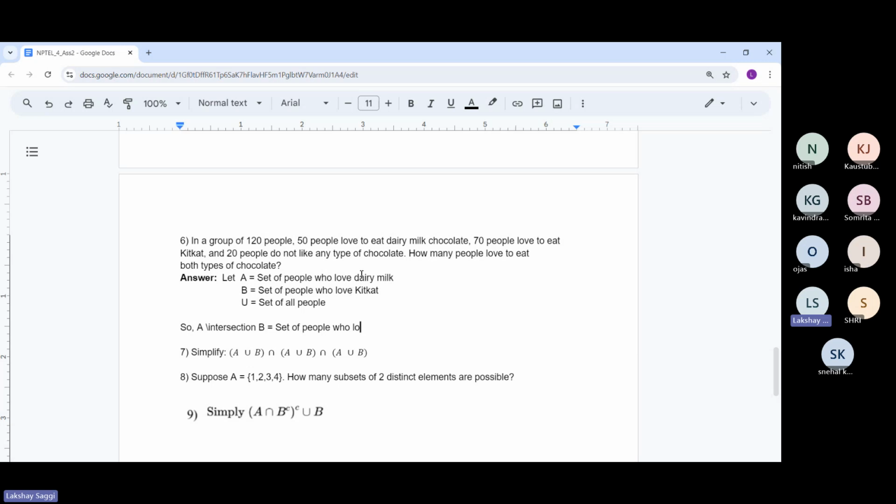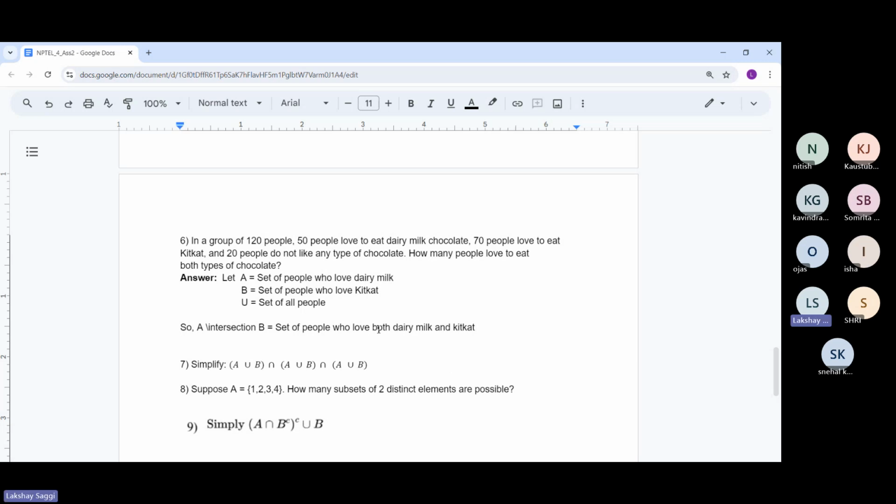So if someone loves dairy milk as well as Kit Kat, so basically in A intersection B, the people will be the people who are in A as well as B. So they are in A as well as B, so they love dairy milk as well as Kit Kat. Who love both dairy milk and Kit Kat. Right? And similarly, maybe you should just leave it at that. And now what do we want?